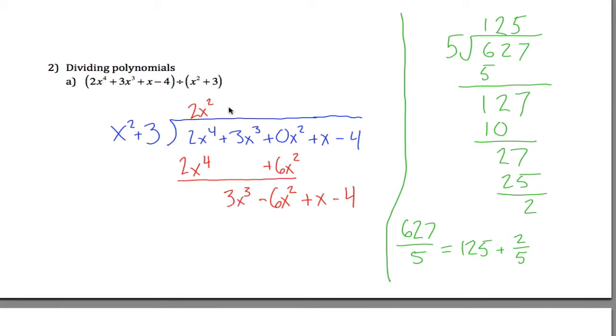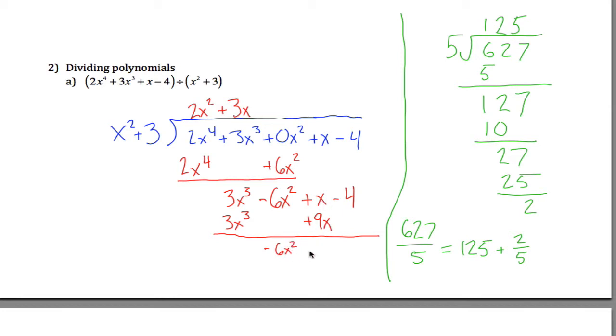If you want to get rid of 3x cubed, you better put a 3x up here. Why 3x? Because 3x times x squared gives me 3x cubed. And 3x times 3 gives me 9x. I'm going to put that in my x column and subtract. These go away. Negative 6x squared minus nothing is just negative 6x squared.